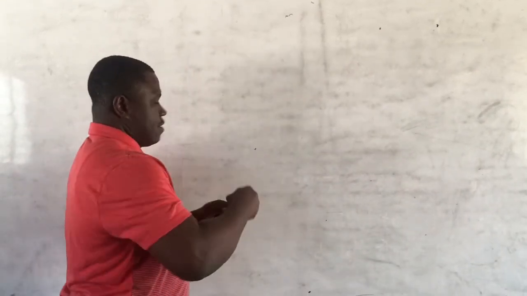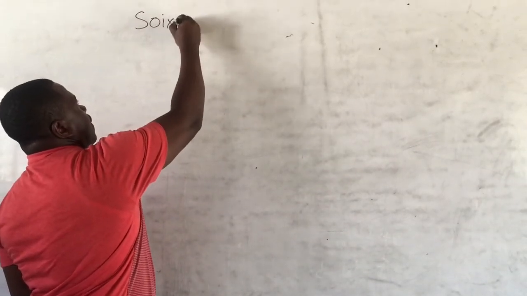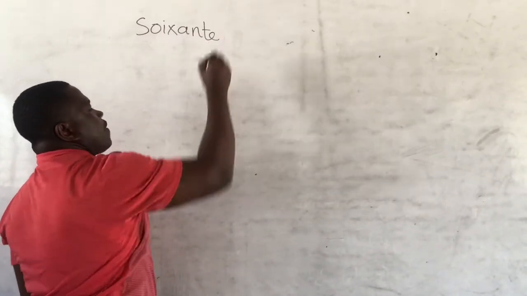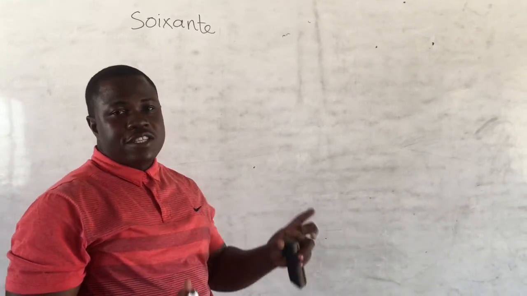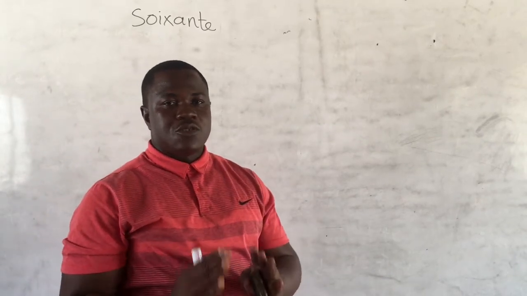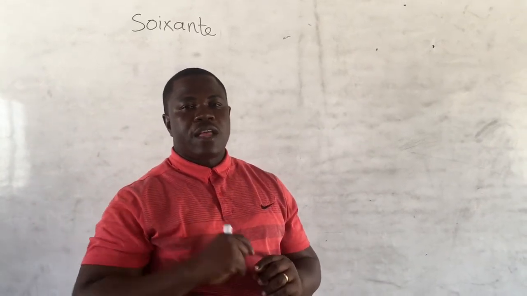We are still counting. Today we are going to continue from 60. In French, 60 is soixante. As we learned in the previous lesson, soixante is going to be our root number. Then we continue from that.